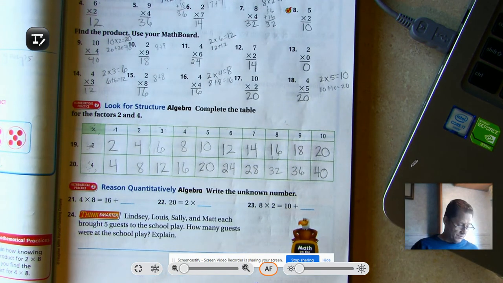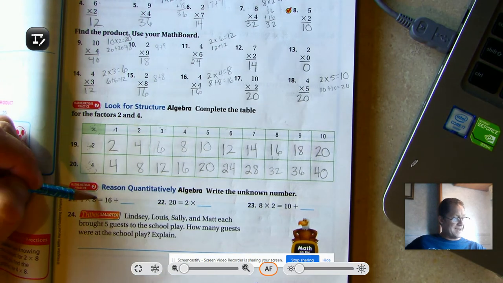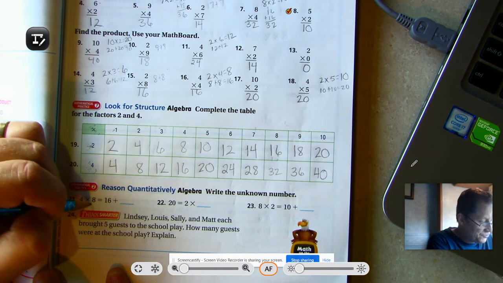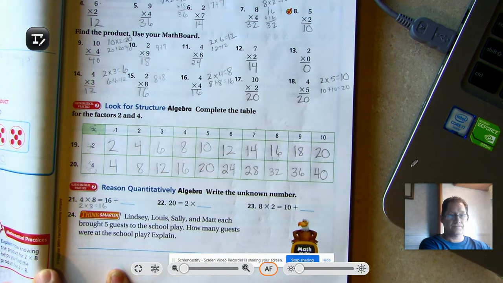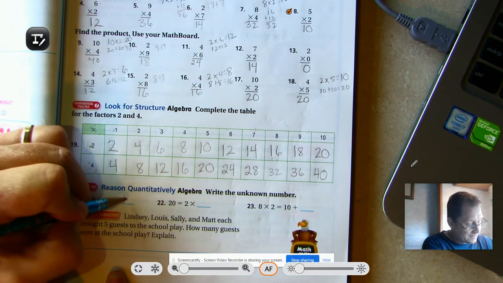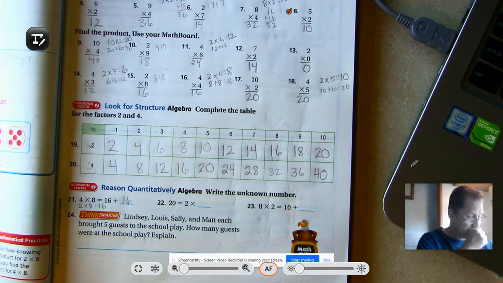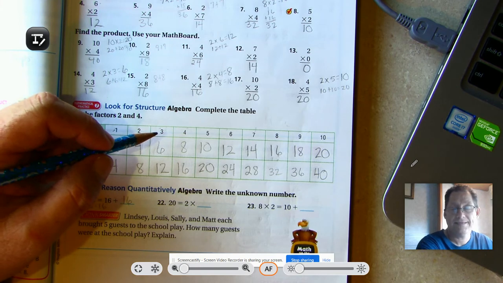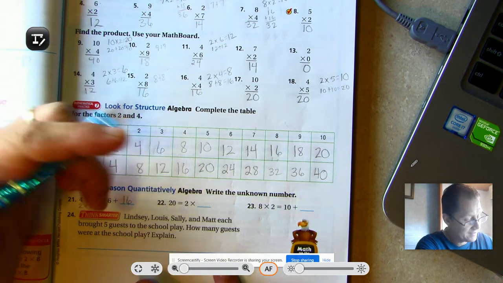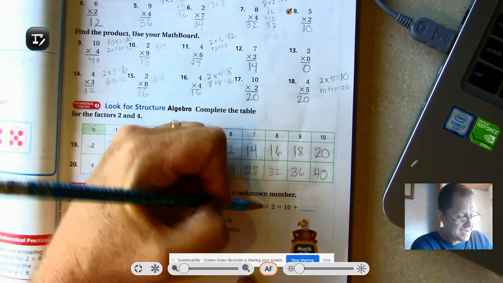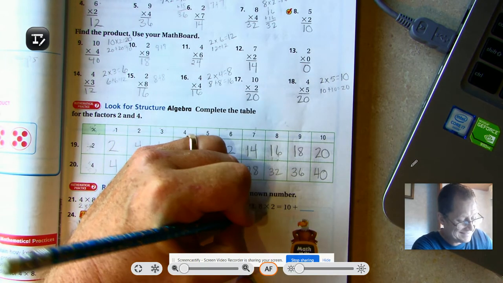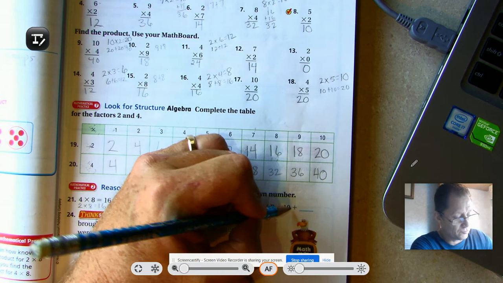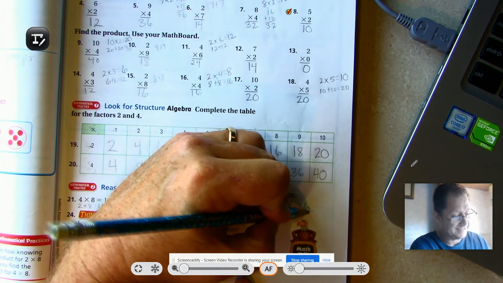All right, so write the unknown number. 4 times 8 equals 16. So remember that 4 times 8 is the same as 2 times 8 doubled. If 2 times 8 is 16, let's double. 20. How many 2's will it take to get to 20? 2, 4, 6, 8, 10, 12, 14, 16, 18, 20. It's going to take us 10. 8 sets of 2. 8 sets of 2 is 16, because 8 plus 8 is 16. So 10 plus what is 16? 6.